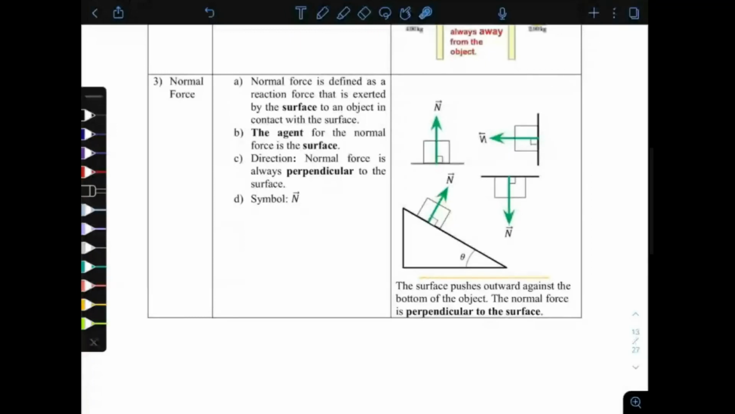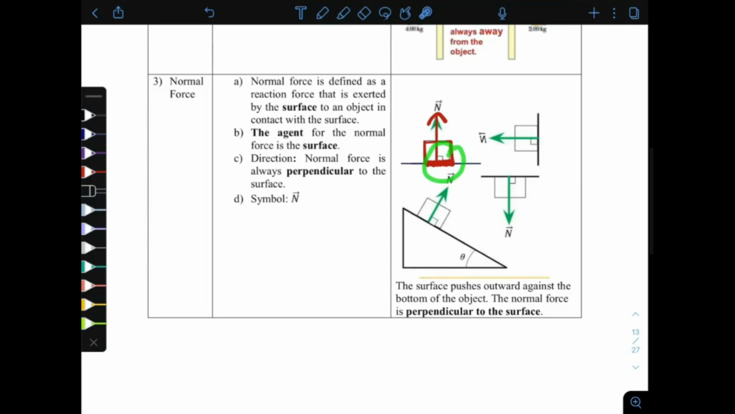So, bila kamu ada apa saja objek, contoh kita ambil ini, lantai kamu, the first diagram here, and then you have your object located on the floor here. Okay, permukaan ini, permukaan antara lantai dengan kamu punya box ini akan react towards each other. The reaction such that the surface akan gives a reaction force called as normal force pointing perpendicular to the surface. Sentiasa 90 darjah daripada permukaan kamu ini.